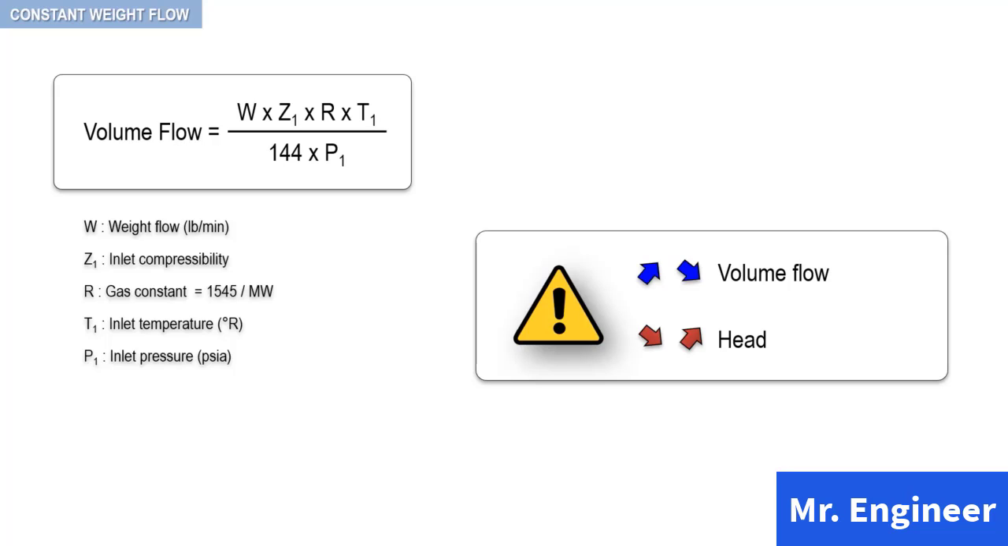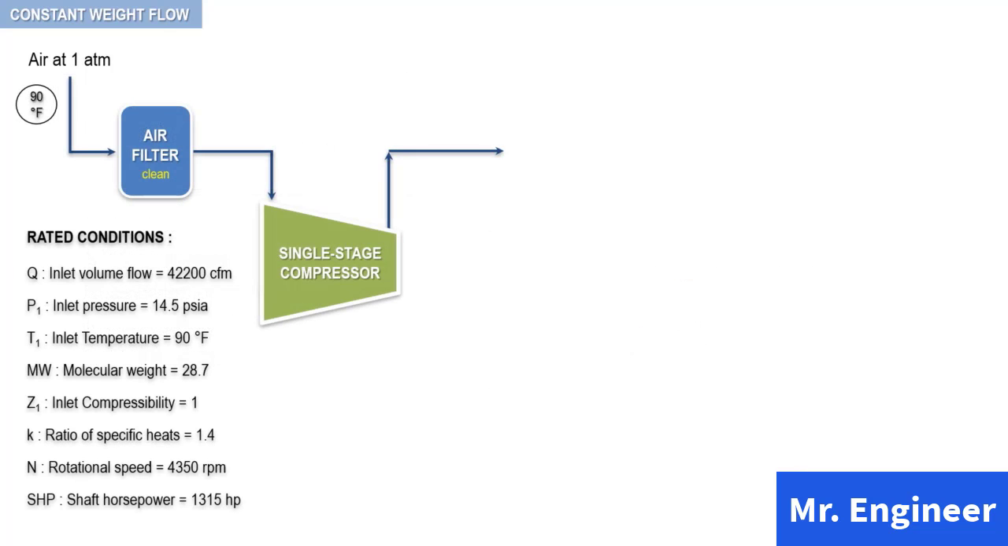In this video, we will use the compressor defined by the following figure and predict the discharge pressure for a change in both the inlet temperature and inlet pressure. Let's consider a change in the inlet temperature to 100 degrees Fahrenheit and inlet pressure to 14 psi. Here, in this example, molecular weight, ratio of specific heats, and gas inlet compressibility will remain at rated values.